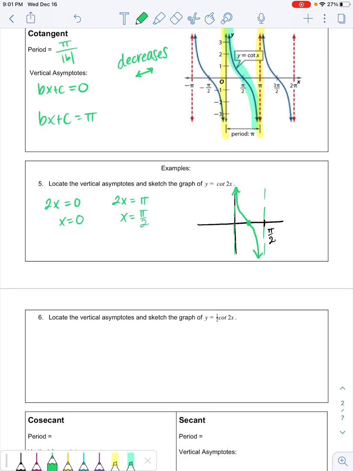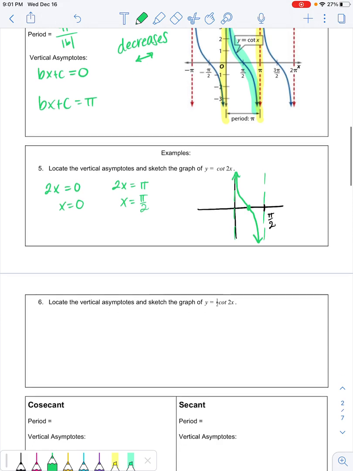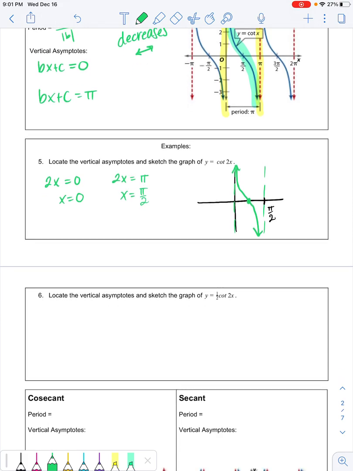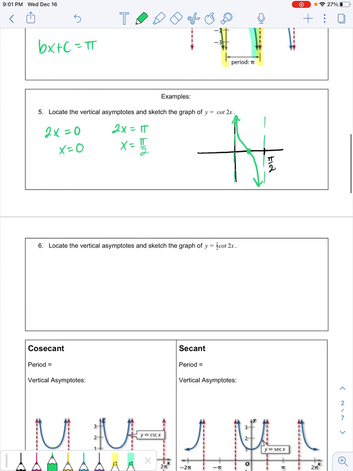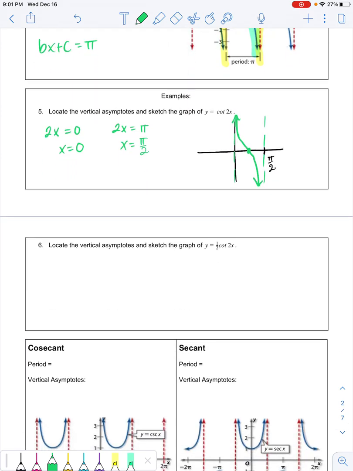Okay, a second example. Here we get a chance to, for the first time, see what's happening with this idea of an amplitude of something other than 1. And this one I might turn to the graphing calculators to show it a little bit more precisely for you. But we'd still go about this in the same way, right? This is the same function in that the bx plus c is the same as it was in number 5, so we already know the vertical asymptotes from that.